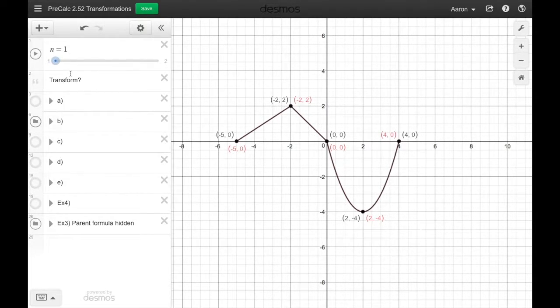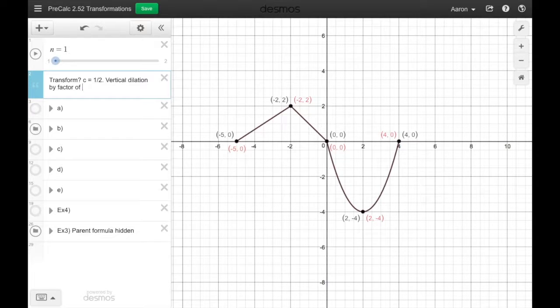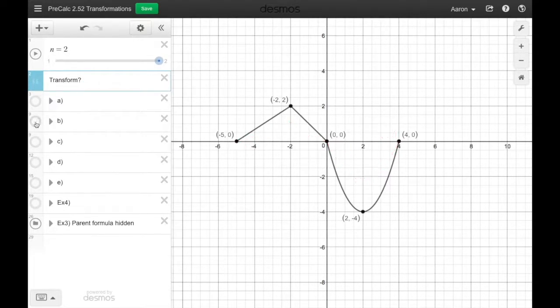When you look at the equation, it says h of x is equal to 1/2 x. That means you have a c value equal to 1/2. That's going to be a vertical dilation by a factor of 1/2, or 0.5. So you can see that all the y values got cut in half. 2 divided by 2 is 1, negative 4 times 1/2 is negative 2. All the zeros stayed the same, but the whole thing dilated by a factor of 1/2 vertically. Copy it down, and when you're ready, let's do the next one, C.